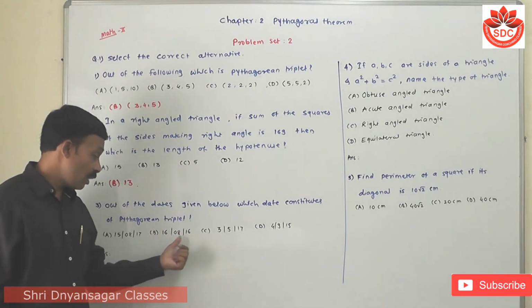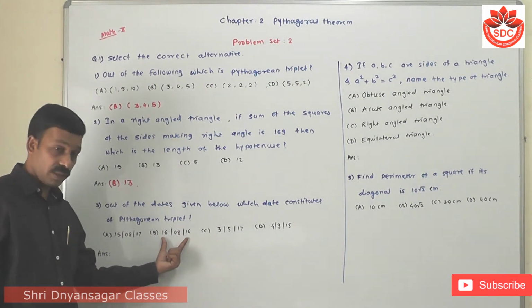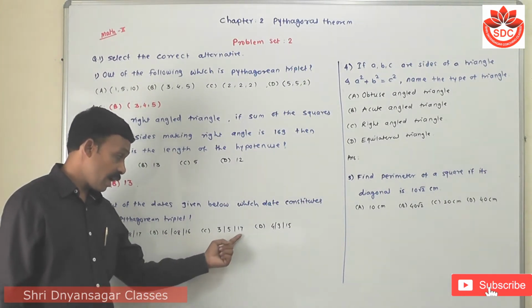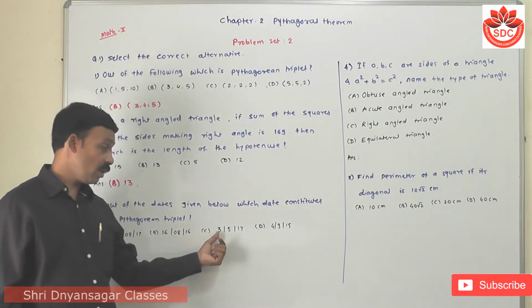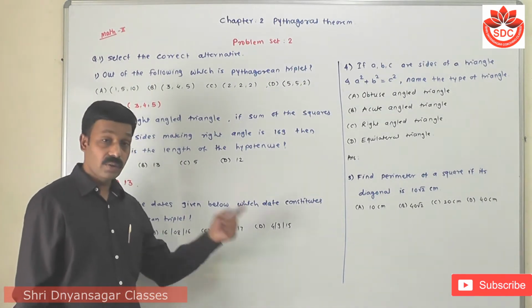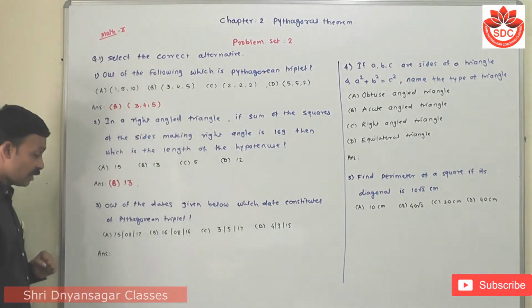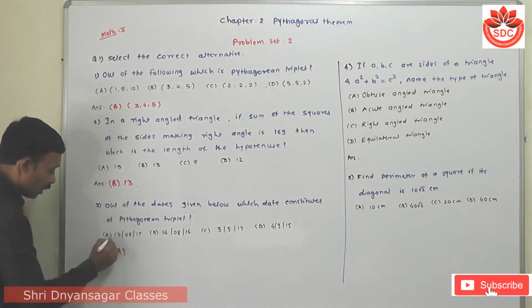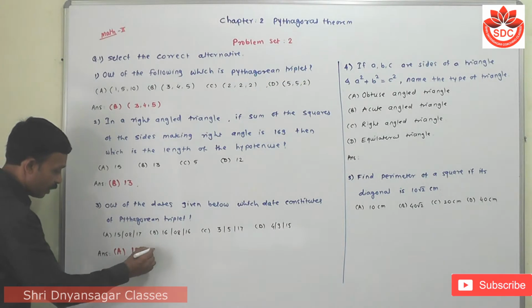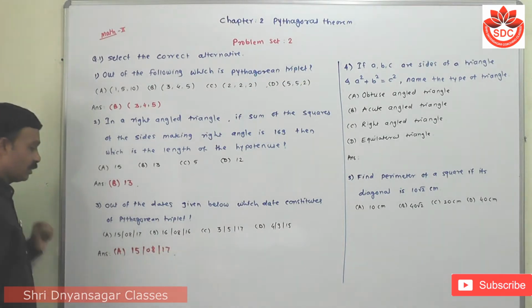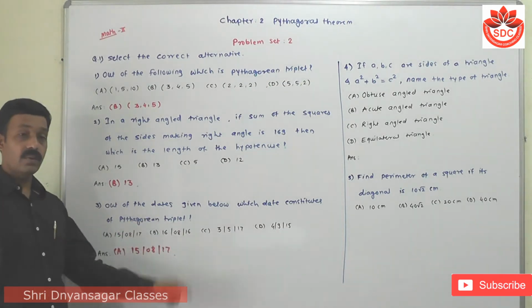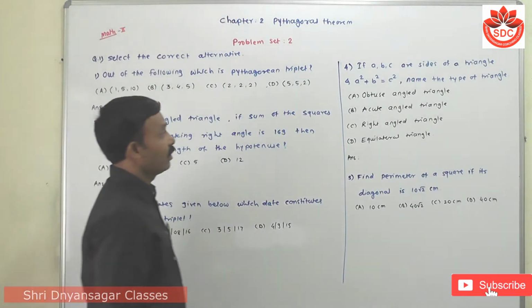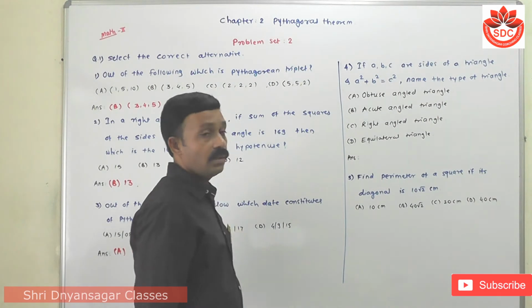Then the others: there are 2 equal values, so this is not a Pythagorean triplet. This has a very large number and this a small number, so this is not a Pythagorean triplet, and this also is not. Here only one answer is correct, the first, so the answer is A, 15, 8 and 17. This is the set which is the Pythagorean triplet. Can you understand this? Okay, then we see sub question number 4 of the first question.